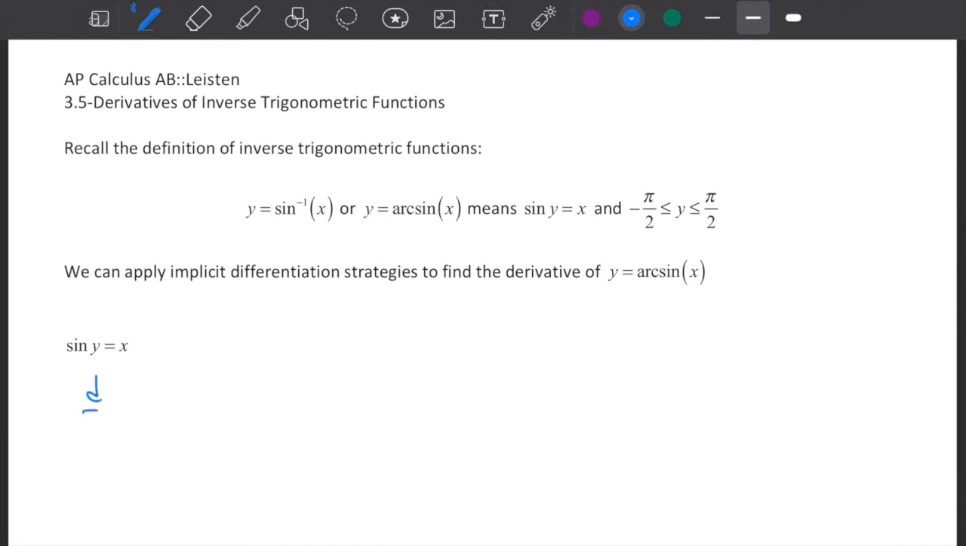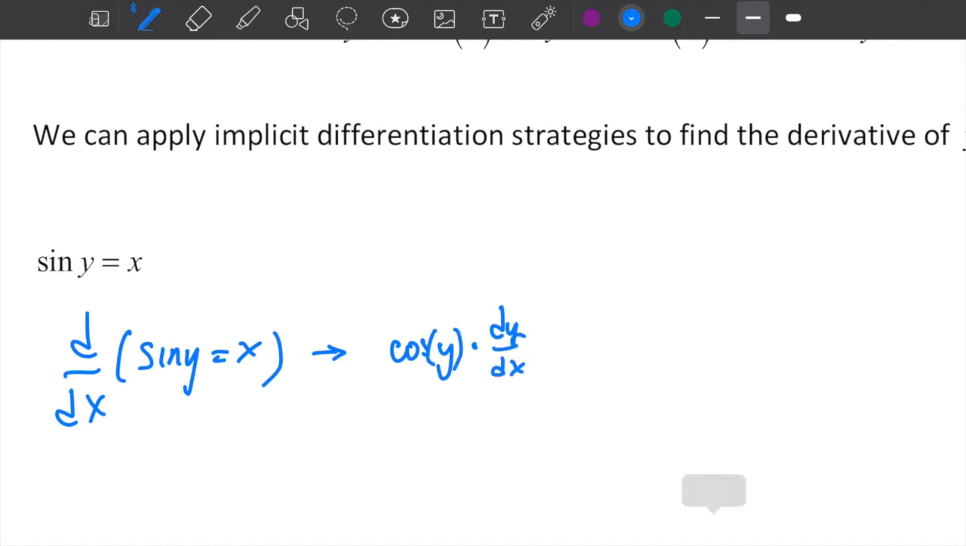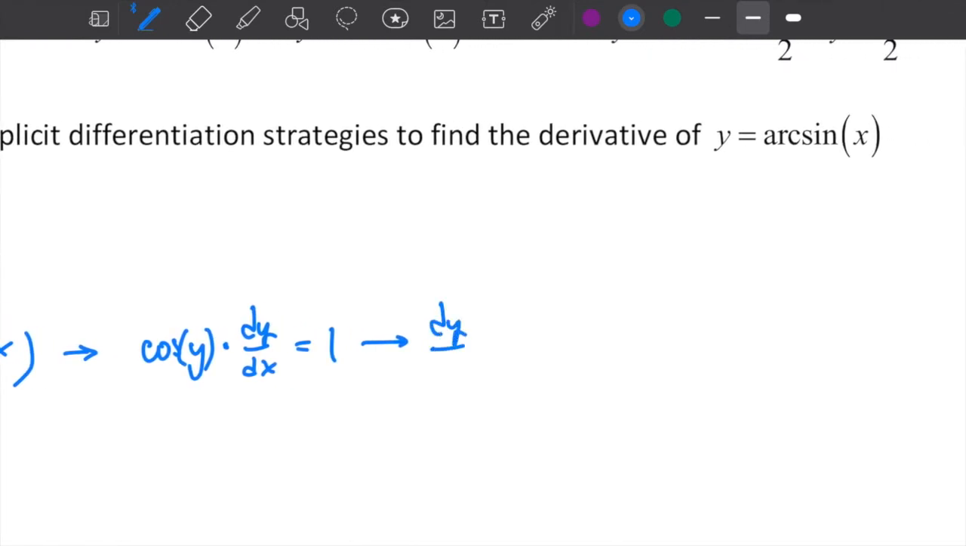Now, we're going to apply our derivative, d dx, onto this equation, sine of y equals x. That gives us the derivative of sine, which is cosine of y, multiplied by dy dx. Just to avoid any ambiguity, I've got cosine of y multiplied by dy dx equals the derivative of x, which is just 1. That's not too bad. Solving for dy dx, it equals 1 over the cosine of y.